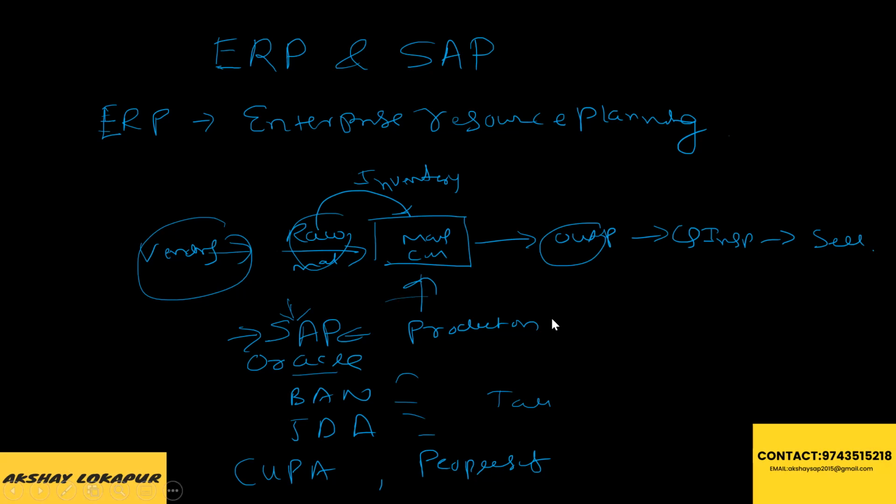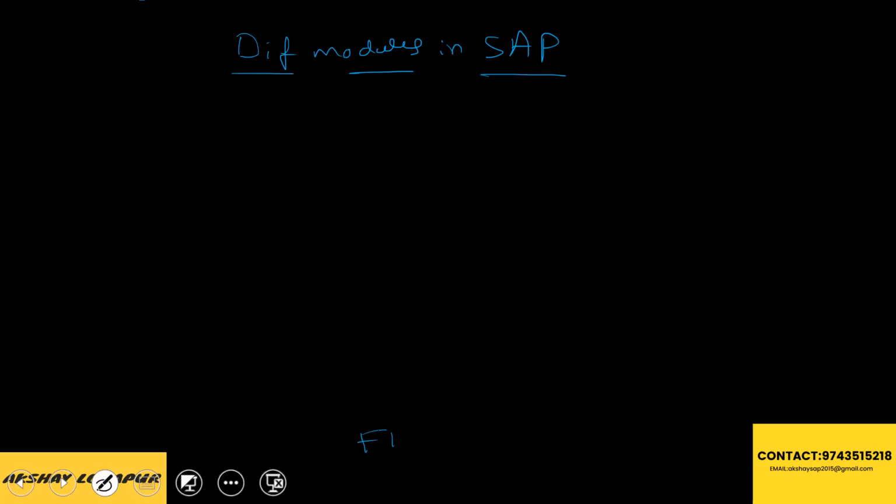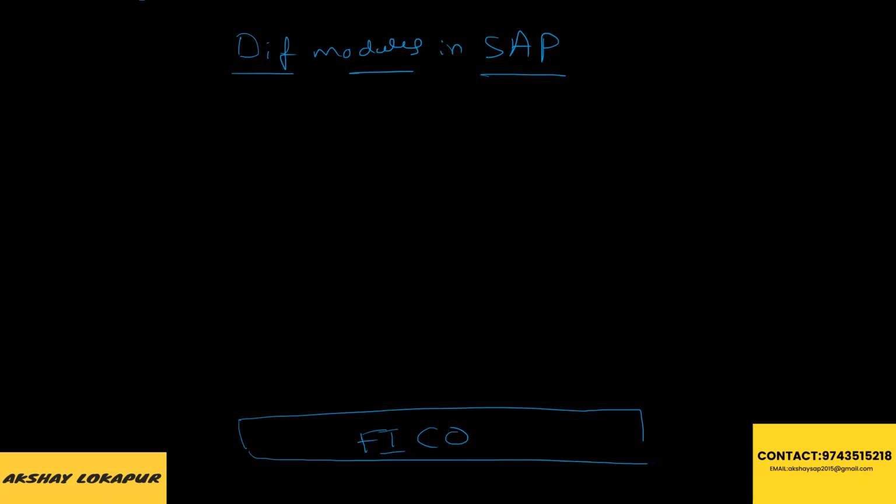Next we'll move on to the different modules in SAP, and then I will come to S4 HANA and all. I'll come from scratch. Let's see how many different modules we have in SAP. Initially any company you take will start with finance, FICO, finance and controlling. This is a very important module.